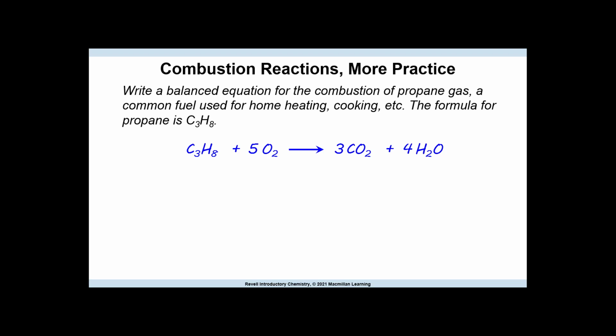So let's make sure we have 10 oxygens on this side. We have 6 and we have 4. So there's 10 on that side. So yes, this is balanced out.